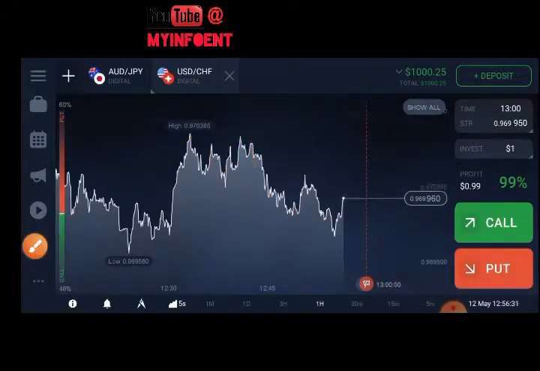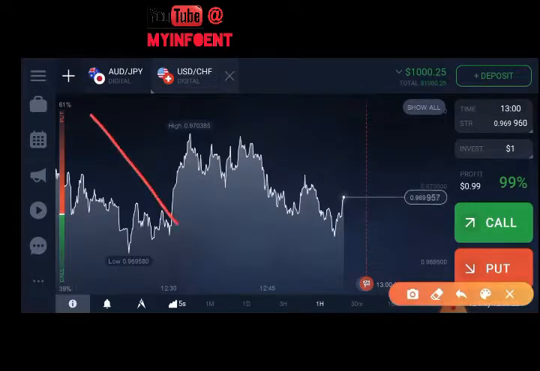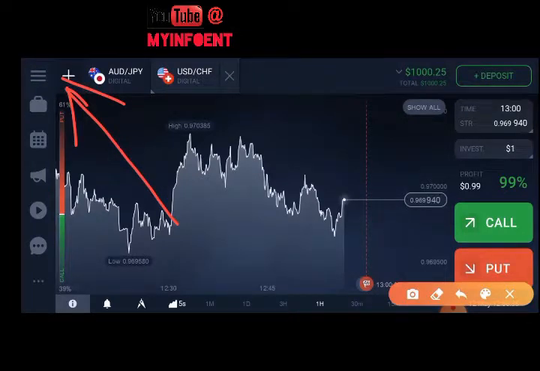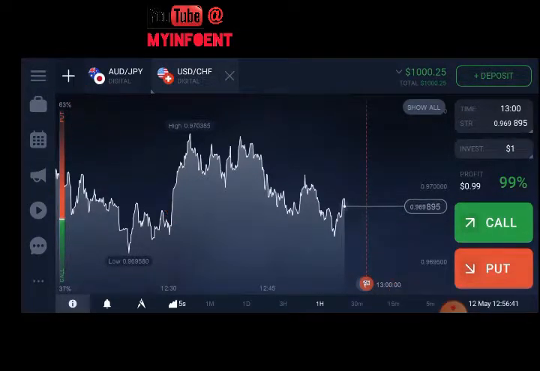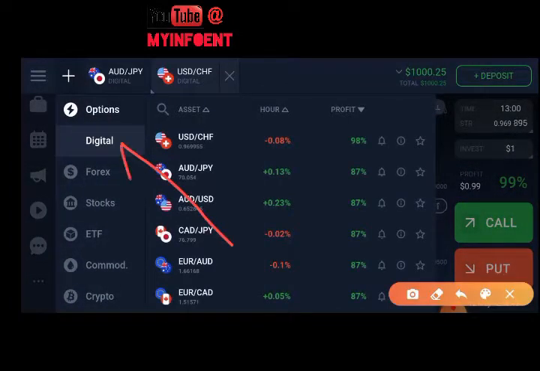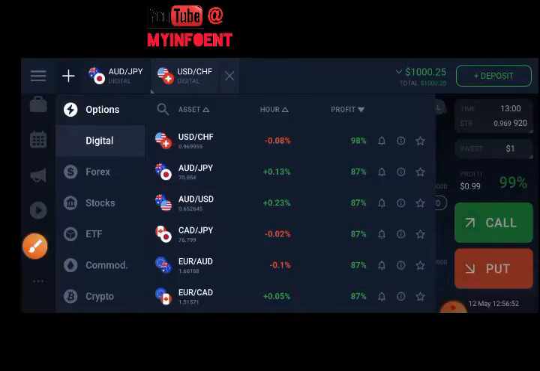So when you want to open a digital option position, you already know how to go about it. You just click this plus icon here, then you see digital here. So these are the assets you should trade. Only trade assets on digital options.